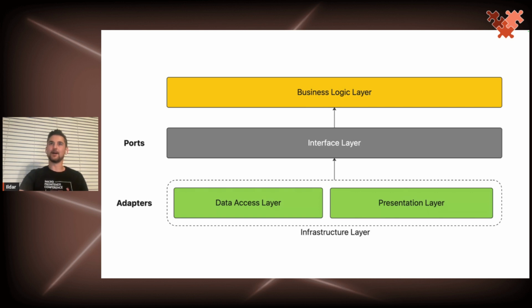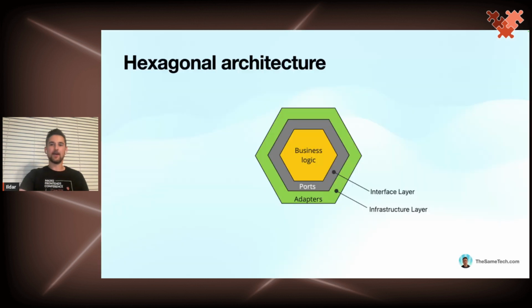As you might see, the business logic layer now doesn't depend on anything else. So it's in the center, in the middle of this architectural pattern. And in the next picture, you can see how it can be structured using hexagons. That's why it was called hexagonal architecture.